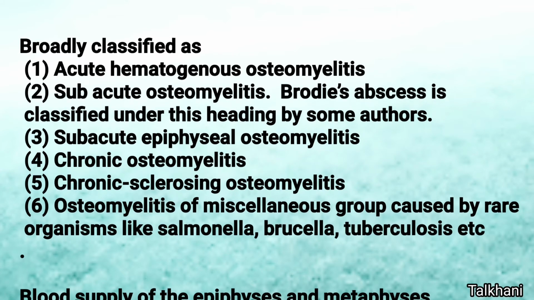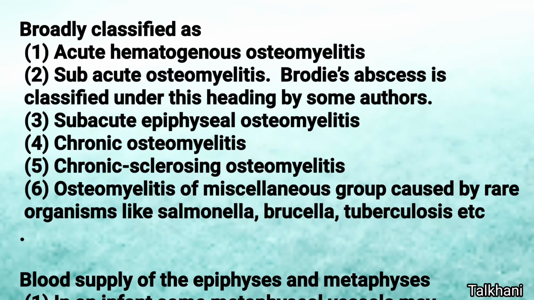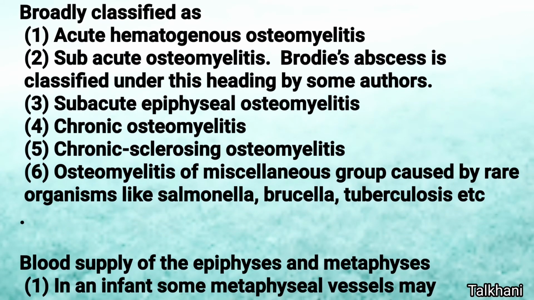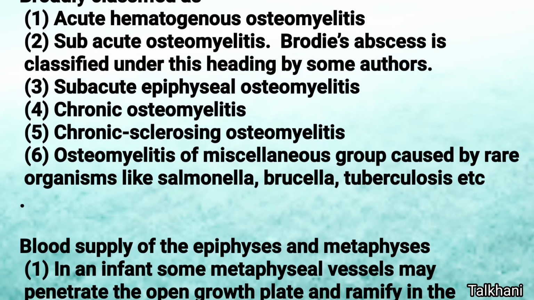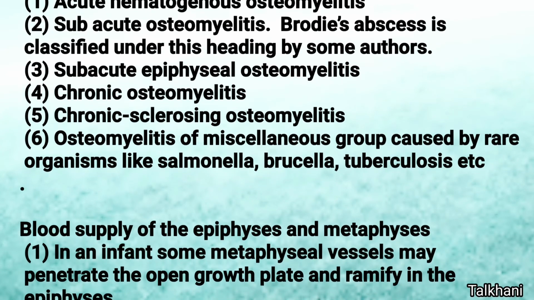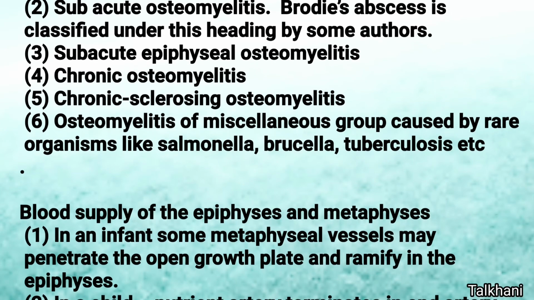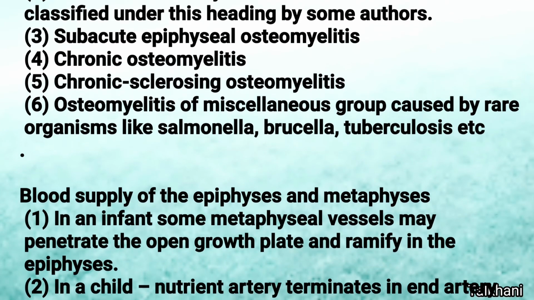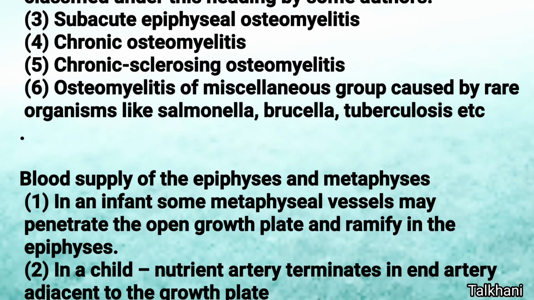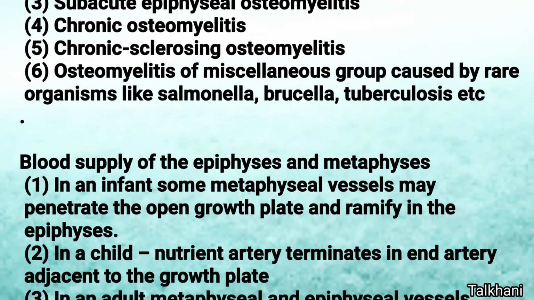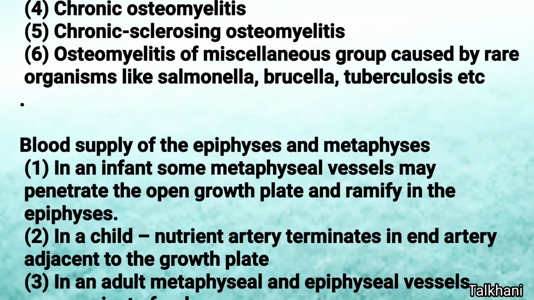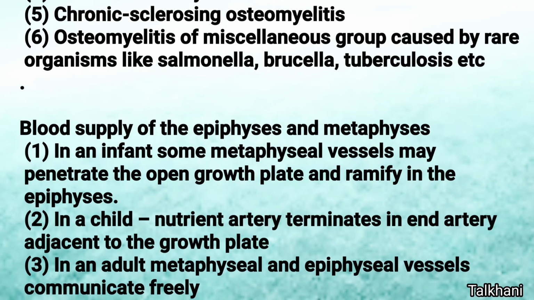Few words on blood supply of the epiphysis and metaphysis. In an infant, some metaphyseal vessels may penetrate the open growth plate and ramify in the epiphysis. In a child, the nutrient artery terminates as an end artery adjacent to the growth plate. In an adult, metaphyseal and epiphyseal vessels communicate freely.